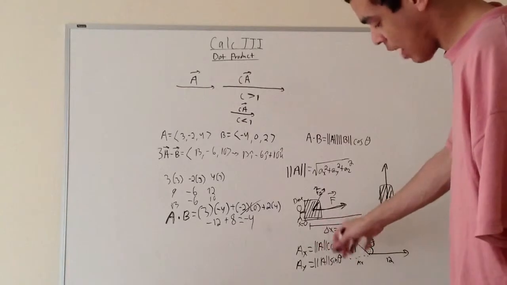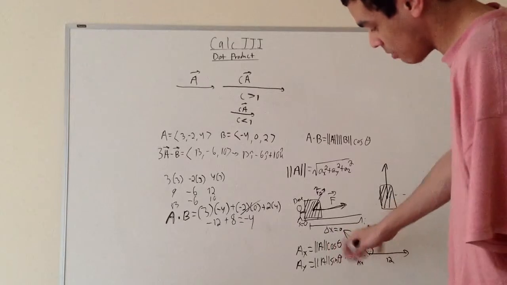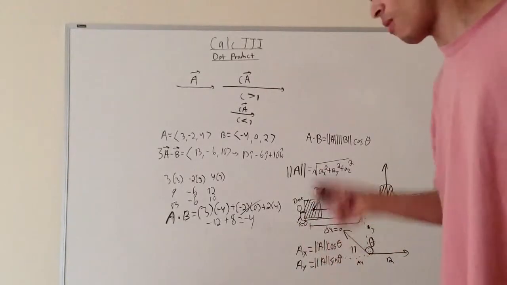So the way you break up a vector into components: ax is equal to the magnitude times the cosine of theta, and the y component is equal to the magnitude times the sine of theta. Sometimes you're going to need to break the vectors into components in order to solve some problems.